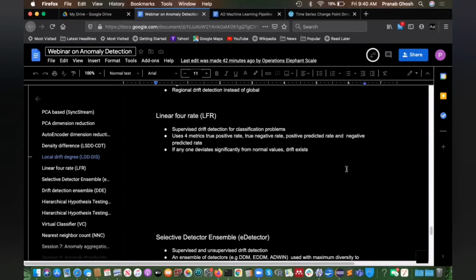Linear 4 rate. This is similar to the drift detection for some supervised learning problems we went through earlier, except that it uses 4 metrics instead of just 1 metric accuracy. It uses true positive rate, true negative rate, positive prediction rate, and negative prediction rate. If any of those deviate significantly from normal values, drift exists. So it looks at 4 different metrics instead of just 1.